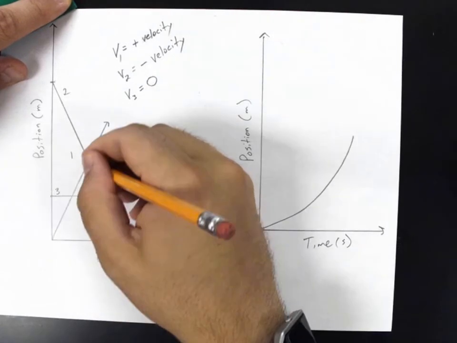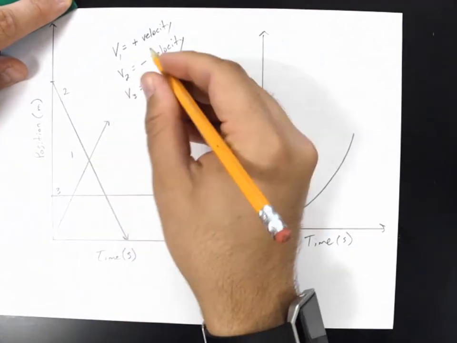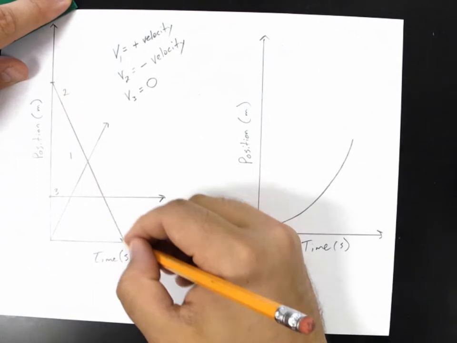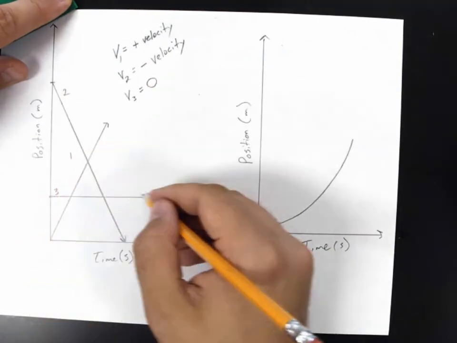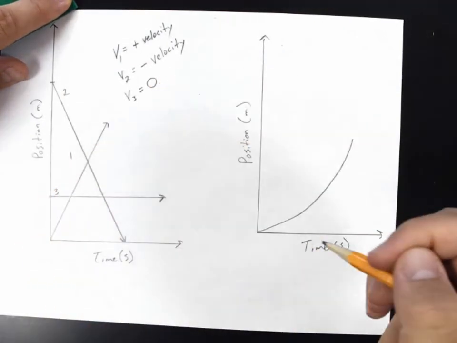This one's going away from you. It's a positive. This one's coming towards you. Negative. This one's not moving with respect to you at all. So it's 0.